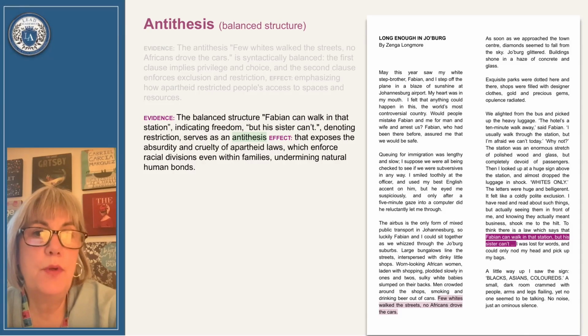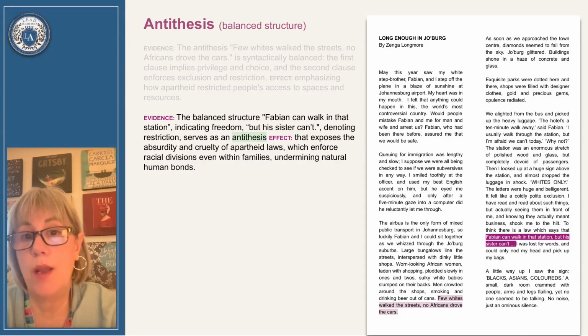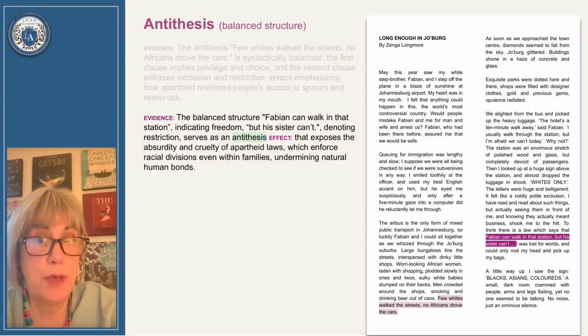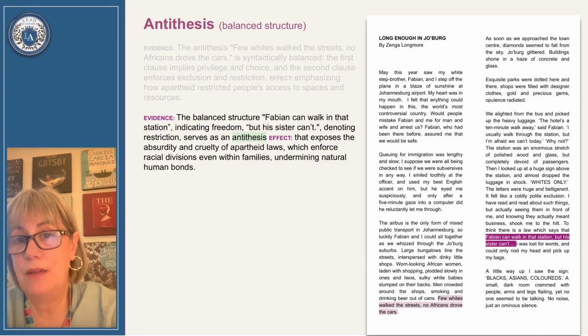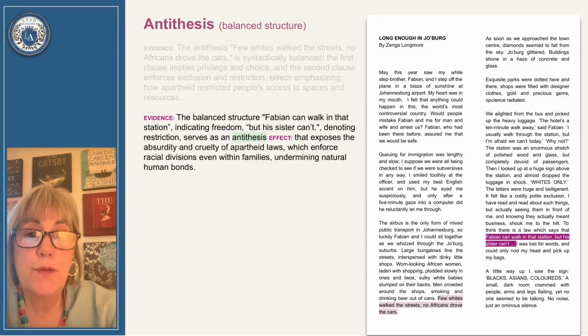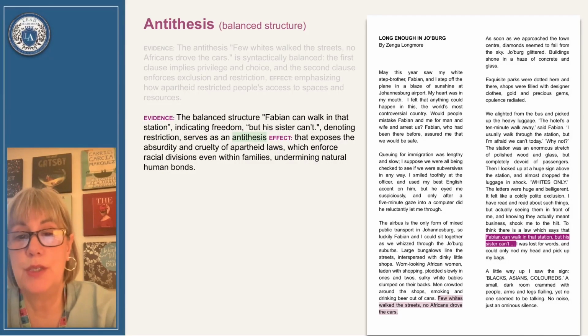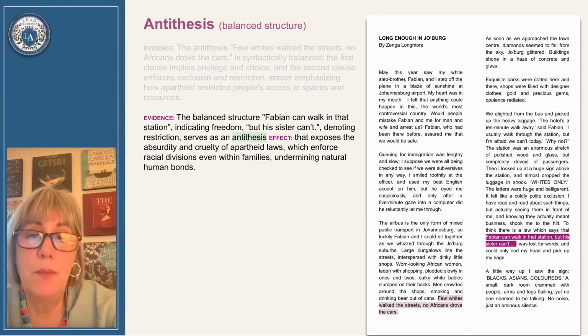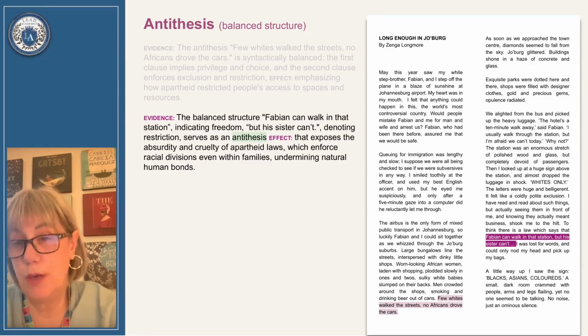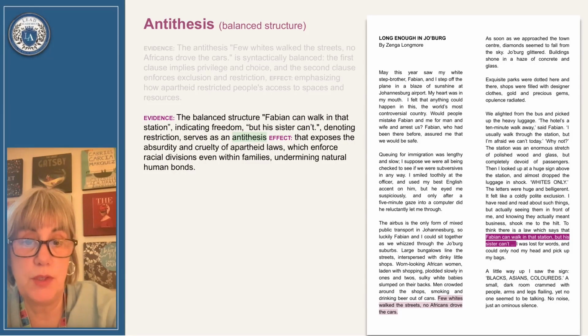In the second example, the balanced structure, Fabian can walk in that station, indicating freedom, but his sister can't, denoting restriction, serves as an antithesis that exposes the absurdity and cruelty of apartheid laws, which enforce racial divisions even within families, undermining natural human bonds.